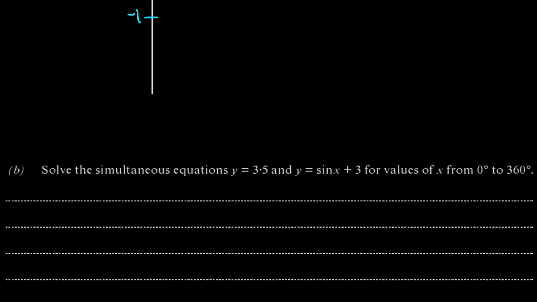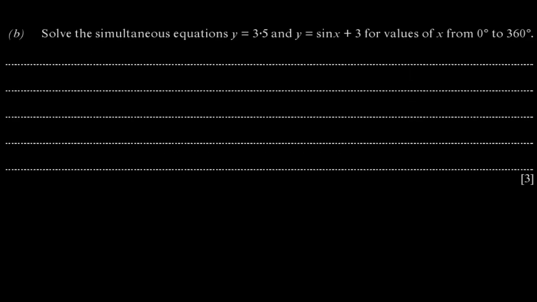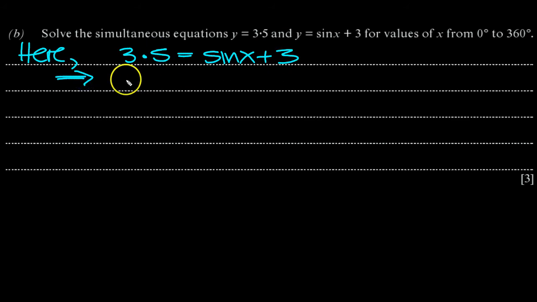That would be from the picture, but I'm going to solve this as a separate problem now. So here, I'm going to look at it separately. 3.5 is equal to sine x plus 3. So I'm going to move the 3 over. So 3.5 minus 3, move that over, equals sine x. And that tells us then that sine x, reading from right to left, is equal to 0.5.